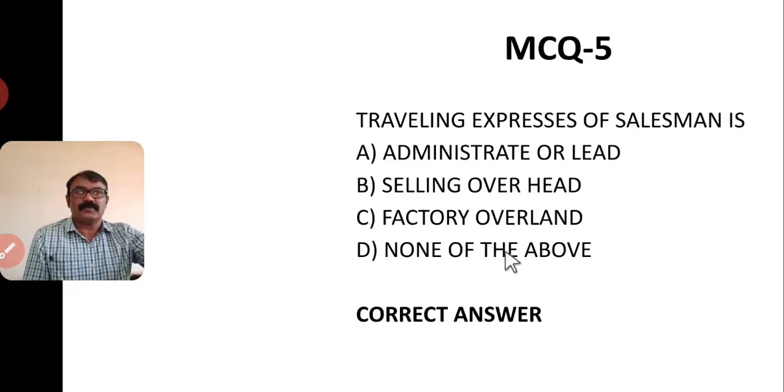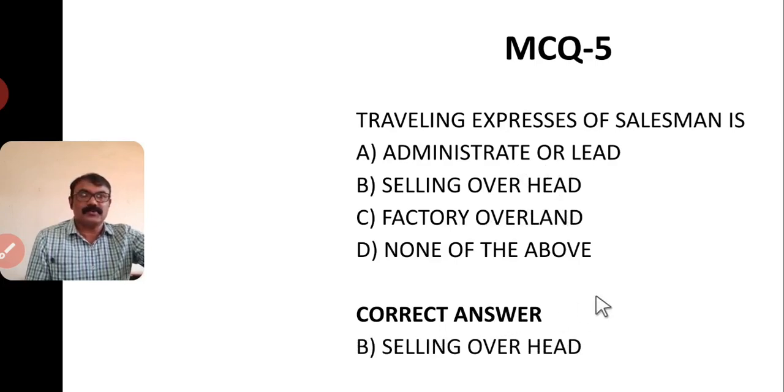And the last one: traveling expense of salesman comes under selling and distribution overhead. It is the right answer, because the other options are administration, factory, and none of these. The selling and distribution overhead is the right answer, because it doesn't come under administration overhead or factory overhead.